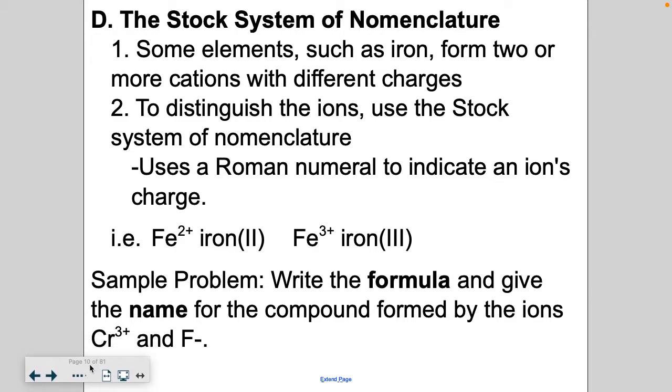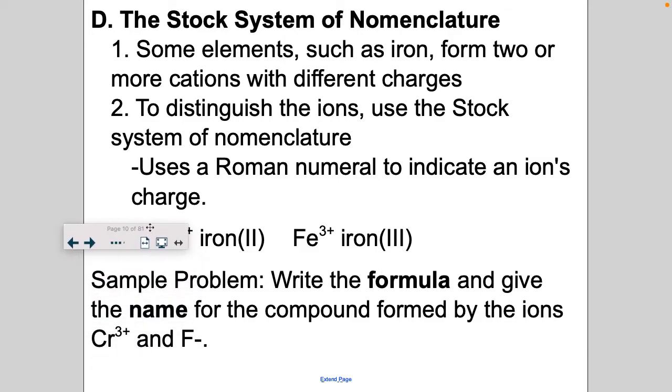Okay. Here we go. So the stock system of nomenclature, some elements such as iron, they tend to form 2 or more cations with different charges. So when you get to the D block elements, their charges can vary. It could be +2, it could be +3, it could be +4, and it's all because of that sea of electrons. So to distinguish those ions, we use something called the Stock system of nomenclature, where we're going to use a Roman numeral number to indicate the ion's charge. So if my iron has a +2 charge, then that name for the +2 is going to be iron, and then you put the Roman numerals in parentheses, Roman numeral 2. Or if the iron ion has a +3 charge, then you say iron, Roman numeral 3.